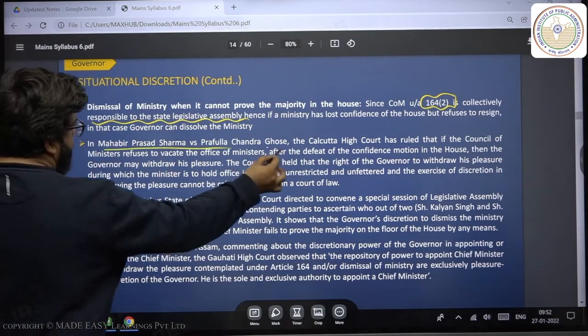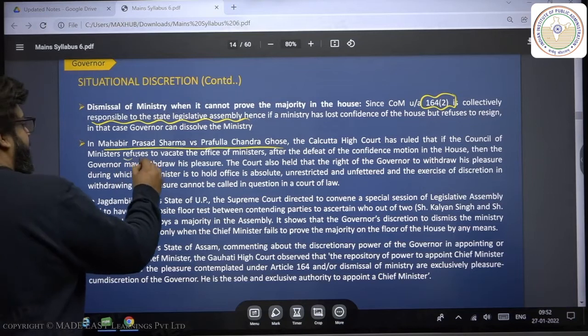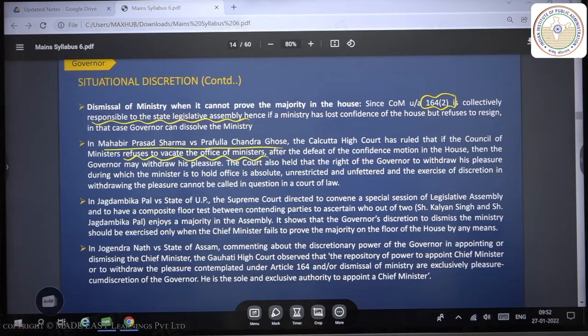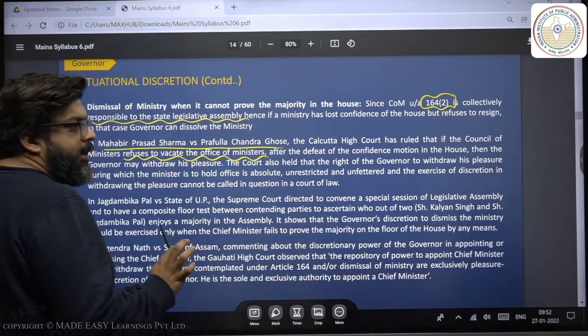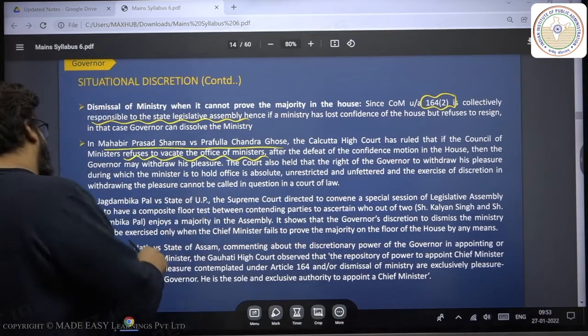In Mahabir Sharma versus Praful Chandra Ghosh, the Calcutta High Court had ruled that if the Council of Ministers are refusing, saying we will not go, we refuse to vacate the office of the ministers, even after you have lost the motion of confidence in the House, then the governor can withdraw the pleasure. This can also lead to the imposition of presidential rule as well. And the court very clearly held that the governor's right to withdraw the pleasure is entirely absolute. It is unrestricted and it is a discretionary power of the governor.